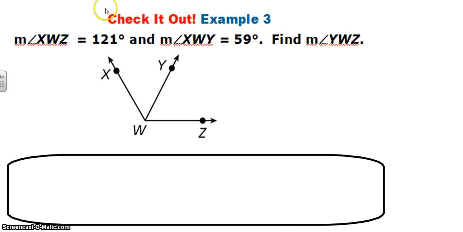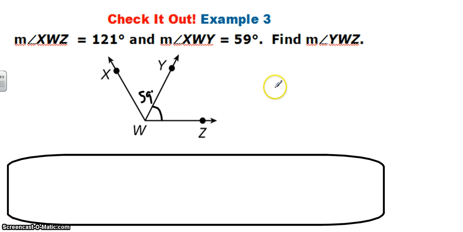YWZ. That's what we're looking for. Pause the video and come on back. Okay, so here's the angle we're looking for. We know XWZ, the entire big obtuse angle, is 121, right? And then we know that XWY in here is 59 degrees, right?